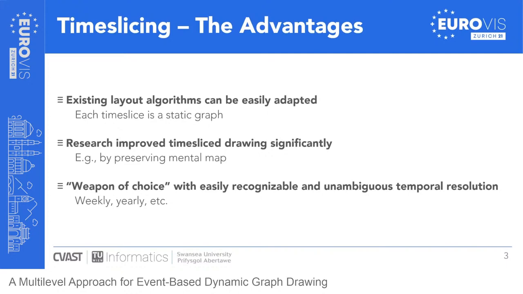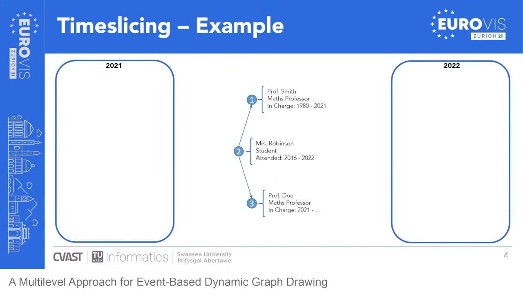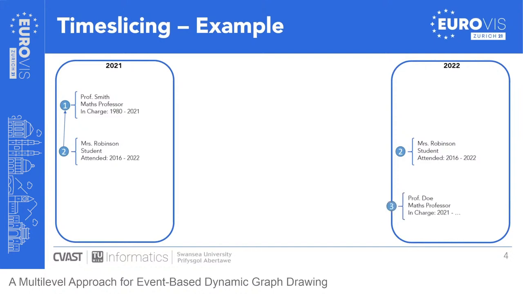Time slicing has several advantages. First, since each time slice is a static graph, existing layout algorithms can be easily adapted for the dynamic problem. Research improved time slice drawing significantly, for example, by preserving the mental map. Therefore, when the temporal features of the graph have easily recognizable and unambiguous temporal resolution, it is a popular and fairly effective approach. In this example, we have a class assignment dynamic graph. If we would like to apply time slicing to it, we would easily choose an early temporal resolution for our time slices. And in this way, we would have two clean time slices without any loss of temporal information.